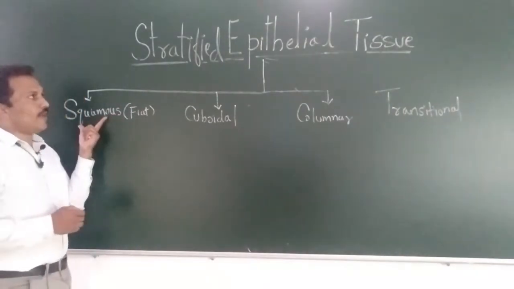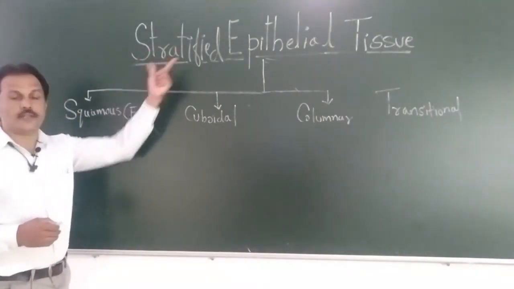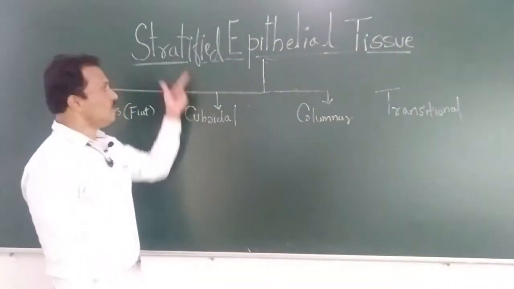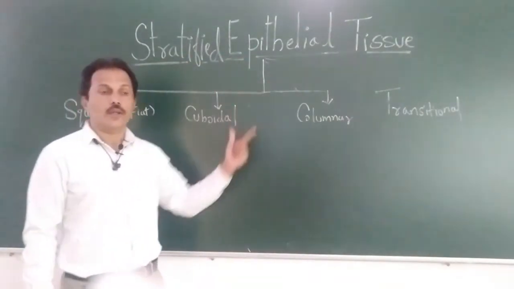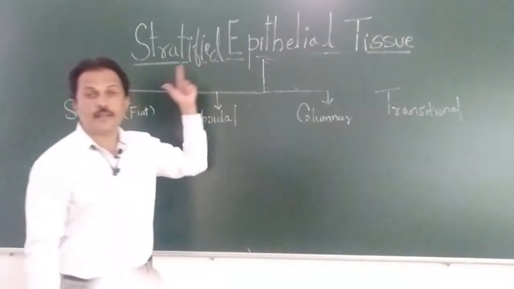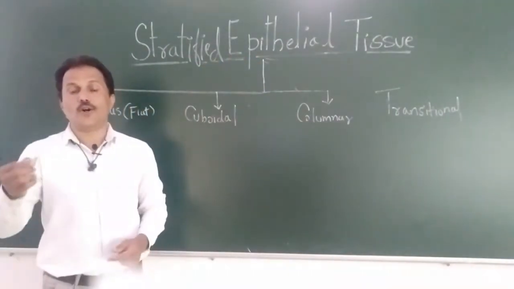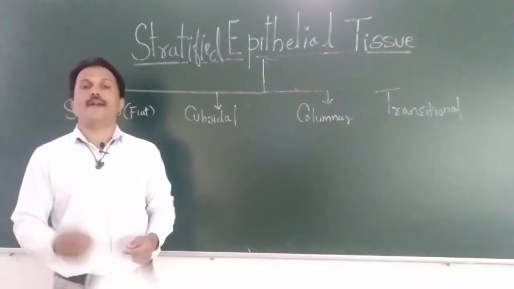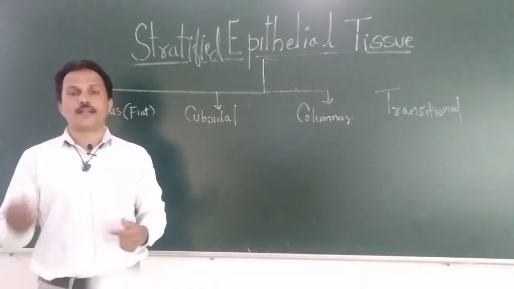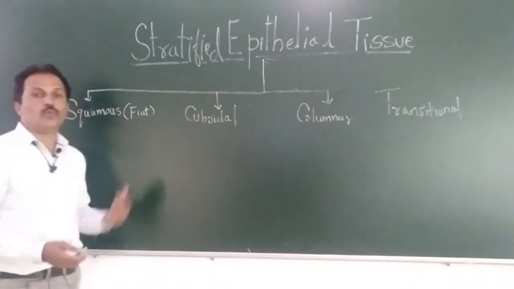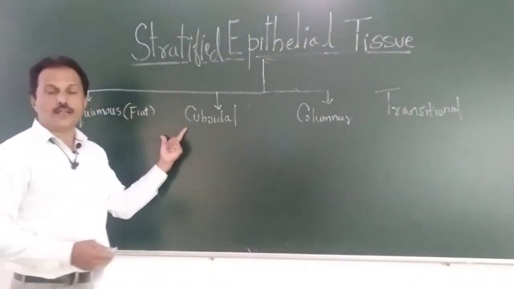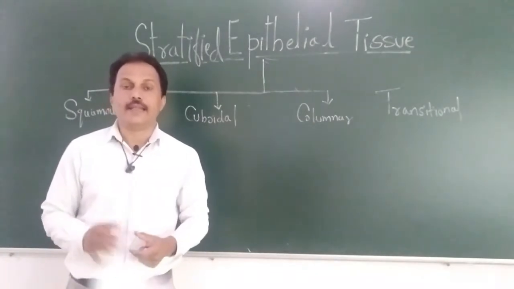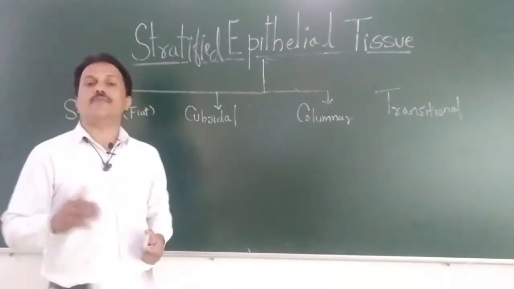types. Number 1, squamous stratified epithelial tissue. Number 2, cuboidal stratified epithelial tissue, and columnar stratified epithelial tissue. Based on the shape of the cells, stratified epithelial tissue is further subdivided into squamous, cuboidal and columnar types of stratified epithelial tissue. We will see them one by one.